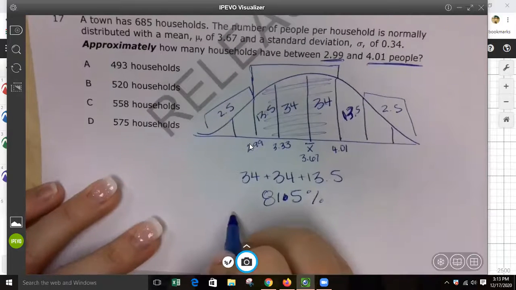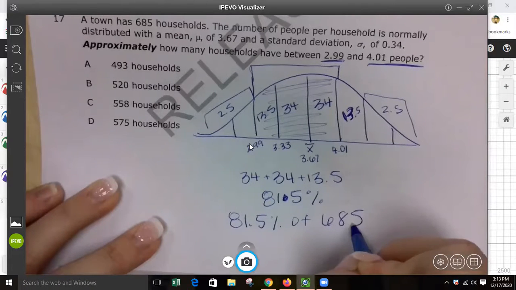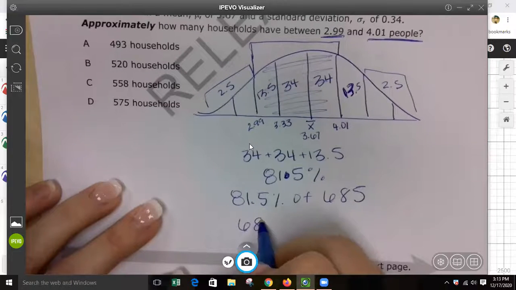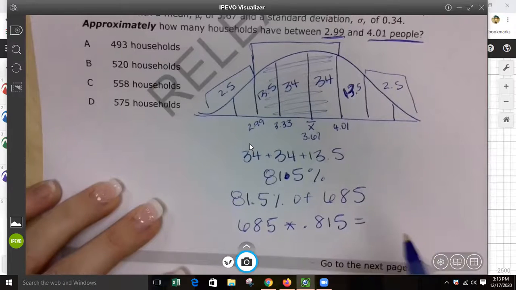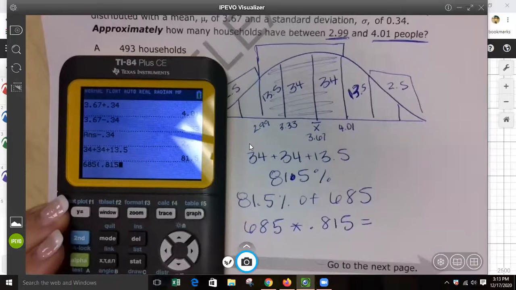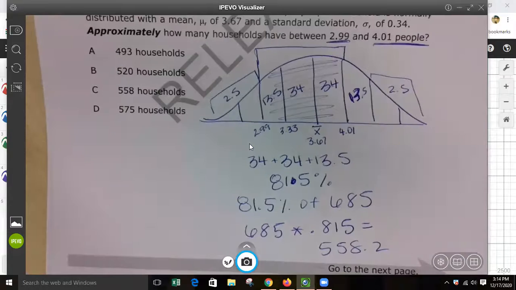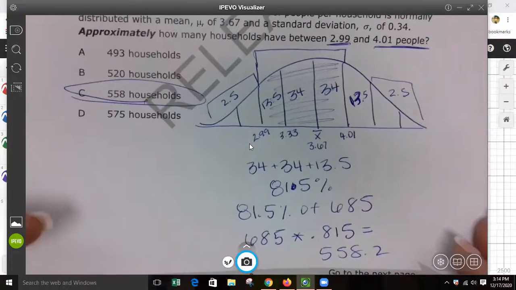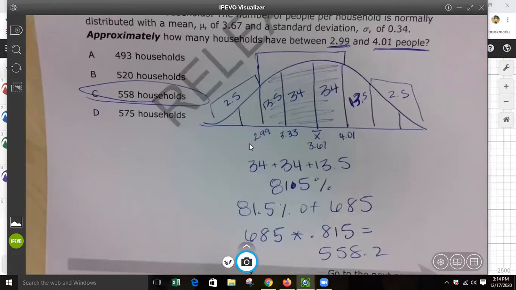So how do I find 81.5% of 685? You can multiply the 0.815 by the 685. Perfect. When you multiply that, you're going to get 558.2, which is approximately 558. Okay. Any questions on that one? Watch those percentages. Okay, watch those percentages.